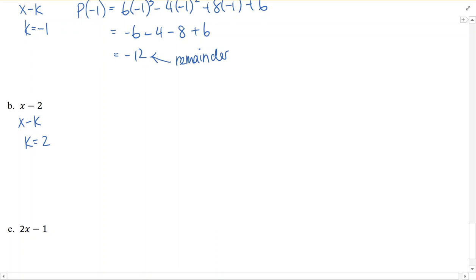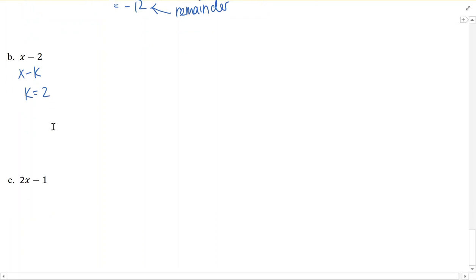Now the last one here. With this one, remember, we do need x minus k, but right now we don't have x by itself. So we will need to divide everything by 2 to get it down to just x minus k. That basically becomes x minus half. Once you've done that, apply the x minus k, so we know k equals half.